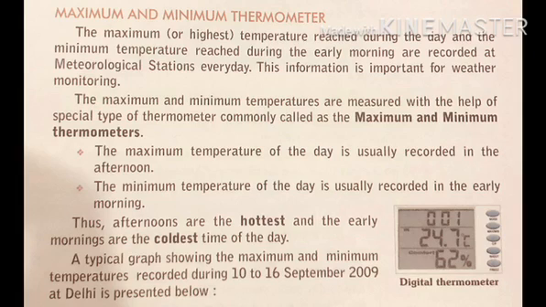The maximum and minimum temperatures are measured with the help of a special type of thermometer commonly called the minimum and maximum thermometer or maximum and minimum thermometer. The maximum temperature of the day is usually recorded in the afternoon and the minimum temperature of the day is usually recorded in the early morning. The afternoon is the hottest and the early morning is the coldest time of the day.